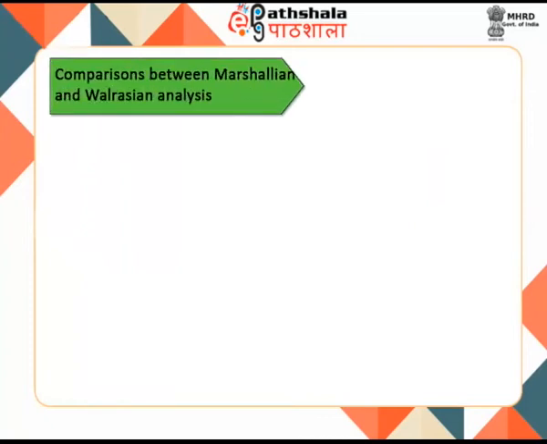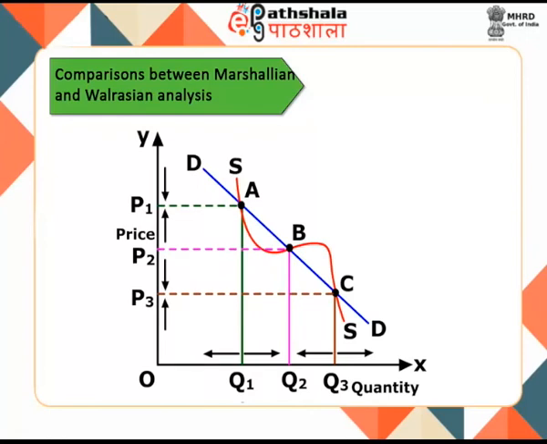Let's look at the comparison between Marshallian and Walrasian analysis graphically. We may explain it with the help of a negatively sloped supply curve which intersects the normal demand curve at several points. A, B, and C are three points of equilibrium where quantity demanded is equal to quantity supplied. P1, Q1, P2, Q2, and P3, Q3 are price and quantity corresponding to points A, B, and C respectively.